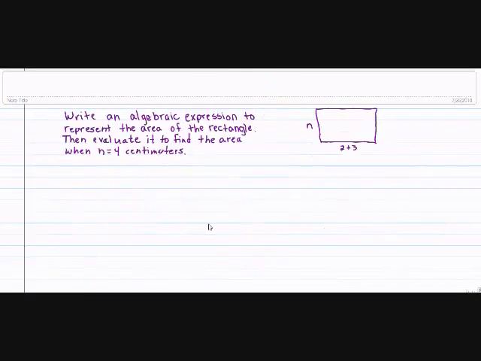Okay. Here we're going to write an algebraic expression, and then we're going to evaluate it using order of operations. I'm going to go ahead and put order of operations up here. It's please excuse my dear Aunt Sally, solving all multiplication, division left to right, and then all addition, subtraction left to right. The problem asks, write an algebraic expression to represent the area of the rectangle, then evaluate to find the area when n equals 4 centimeters.